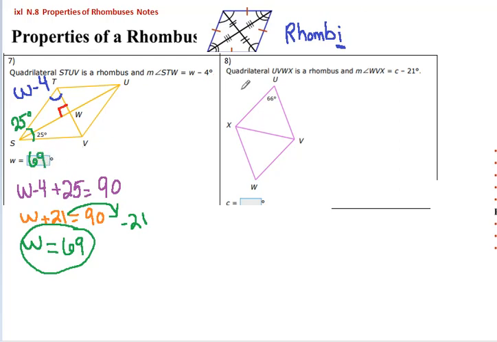Okay. Looking at this next one, measure WVX. WVX is this measure right there. That's what we're going for. And we want to know what C is, but let's see. So this angle is C minus 21. So look for our clues. We don't have any right angles, but we do know that here's a complete triangle, and it's 180 degrees.